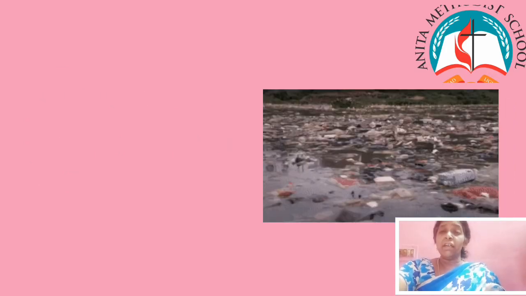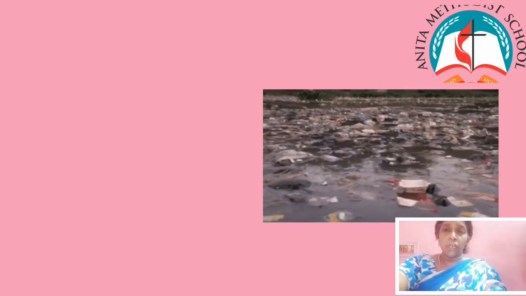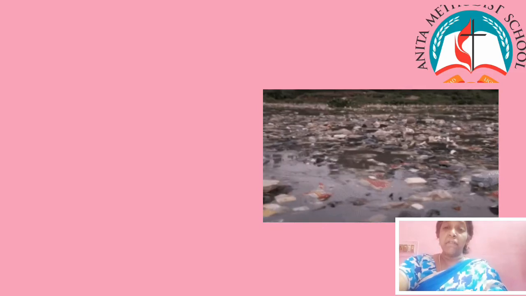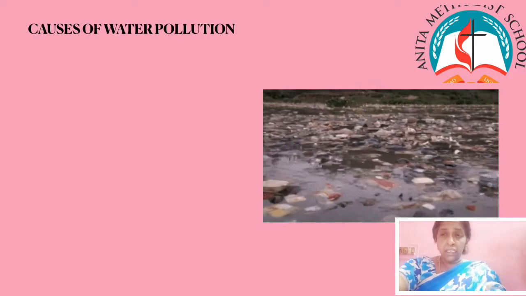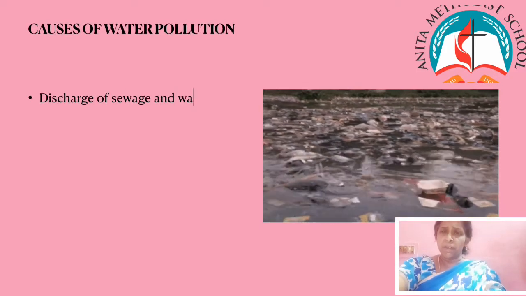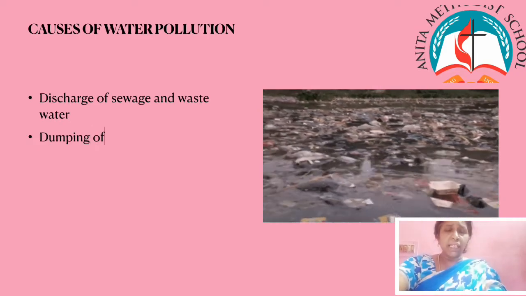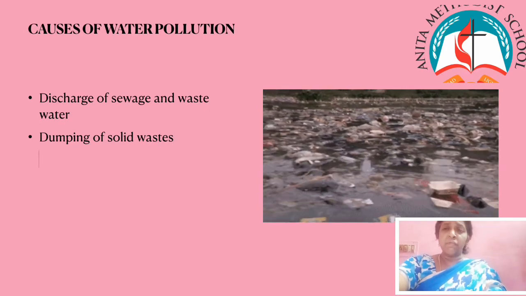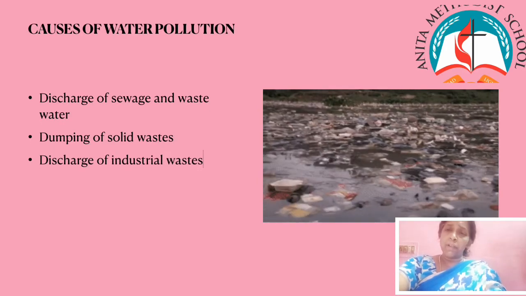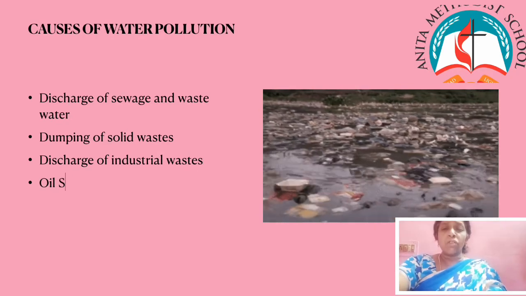Children, shall we learn the causes of water pollution? They are discharge of sewage and wastewater, sewage, garbage, and the liquid waste of the households, and the agricultural runoff, and also the wastage from the factories mixed with the river and lakes. And these wastes contain harmful toxins, and it is poisonous for both the aquatic plants and also for the animals.